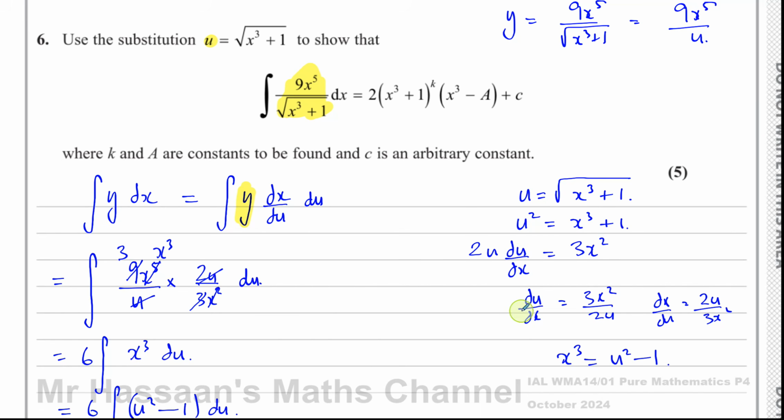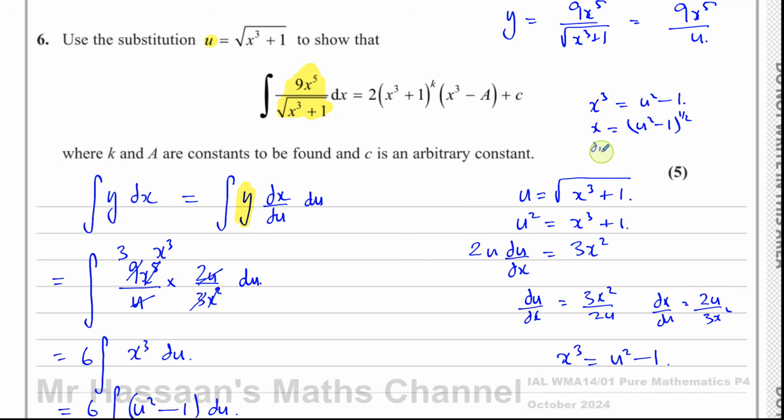Okay, I could have come to the same answer, which would lead us to the same thing, by, for example, making x the subject. But then you see what we'd get. We'd have x cubed equals u squared minus 1. And then I would have x is equal to u squared minus 1 to the power of a third.